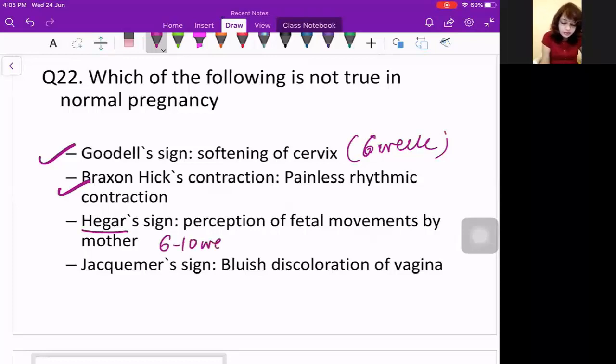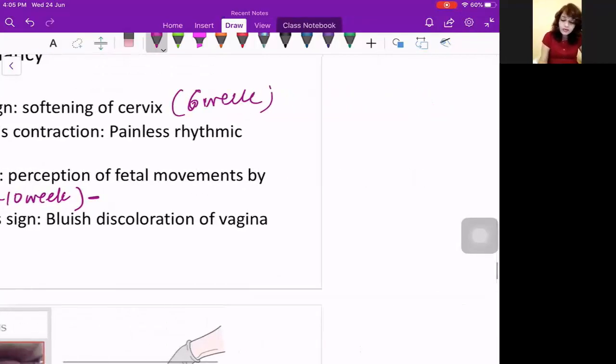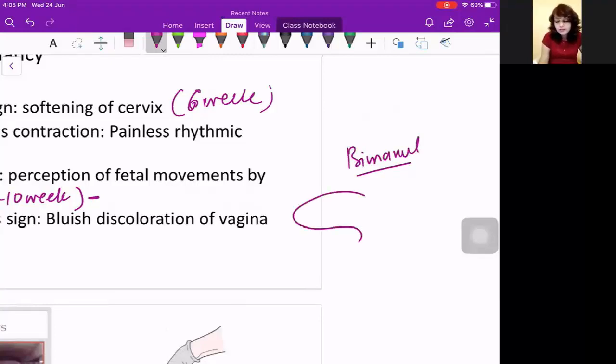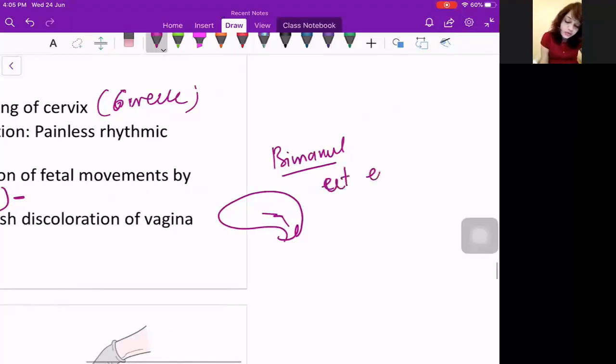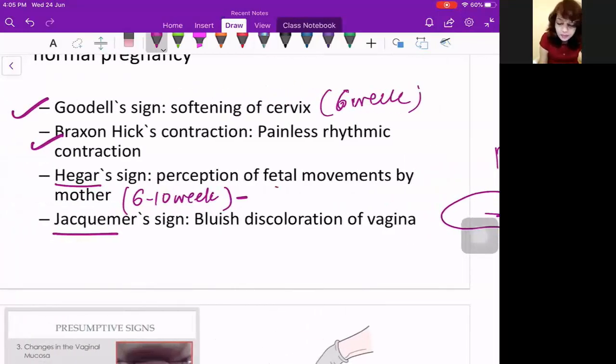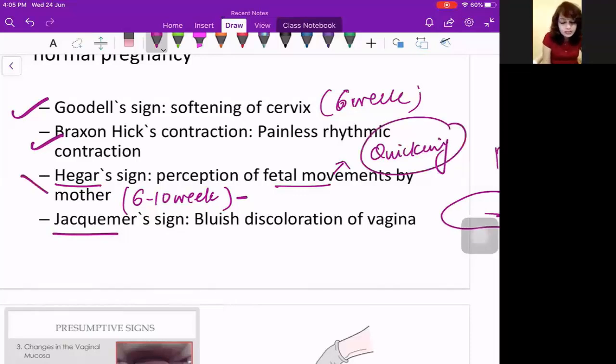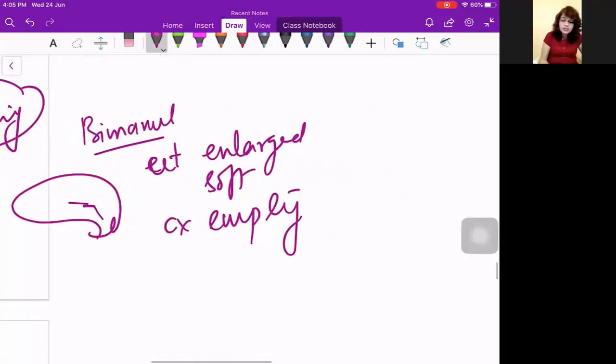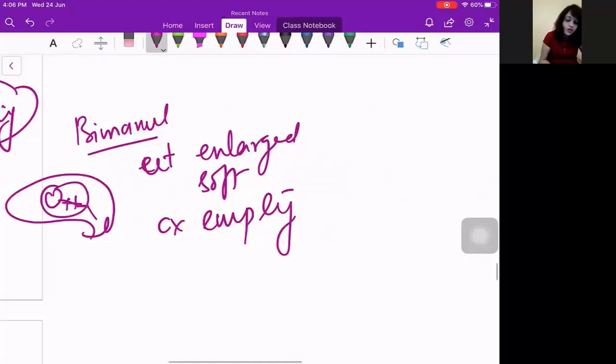Hegar sign is seen at 6 to 10 weeks. Hegar's sign is when you do a bimanual examination, two fingers in the abdomen and two fingers in the vagina, and you feel the enlarged uterus between the examining fingers. So in Hegar's sign, you feel that the uterus is enlarged and soft and the cervix is empty. This is what a Hegar sign is. So here, what is written is perception of fetal movements. Perception of fetal movements is called quickening. That is a symptom. So the wrong answer here is Hegar's. Hegar says uterus enlarged and soft and cervix feels empty because pregnancy is in the uterus, not in the cervix.